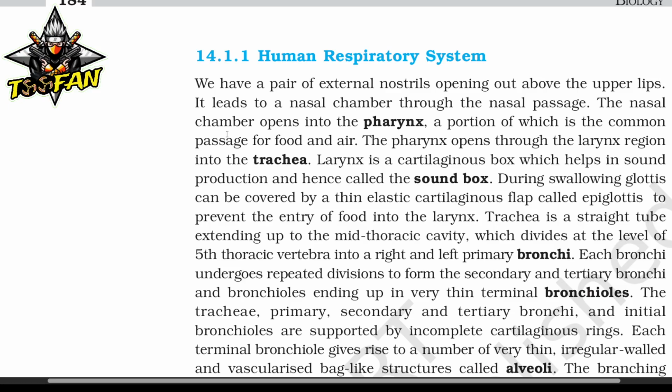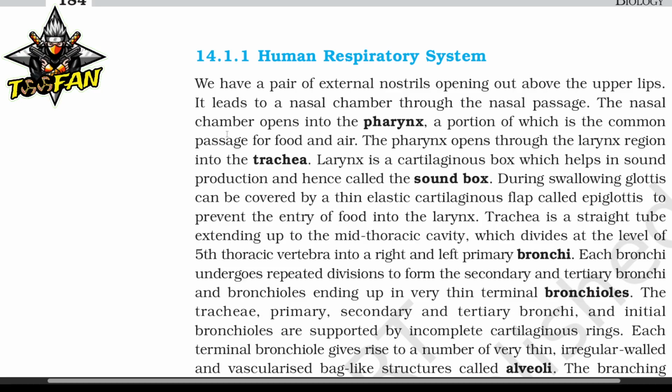The nasal chamber opens into the pharynx, the portion which is a common passage for food and air. The pharynx opens through the larynx region into the trachea. Larynx is a cartilaginous box which helps in sound production and hence is called the sound box. During swallowing, the glottis can be covered by a thin elastic cartilaginous flap called epiglottis to prevent the entry of food into the larynx.